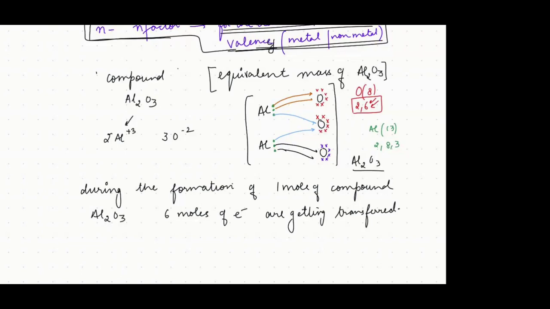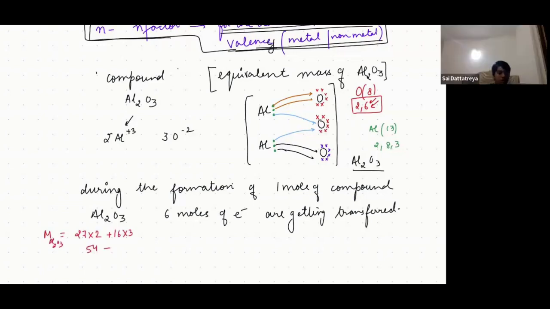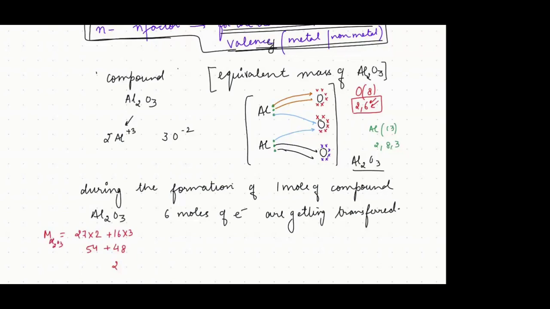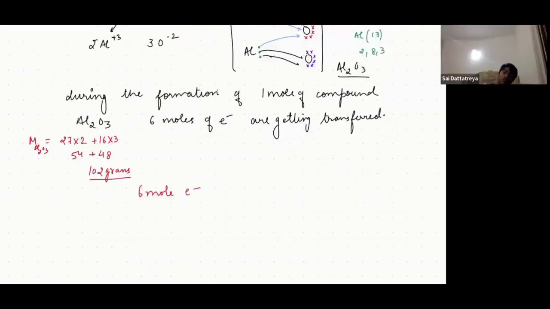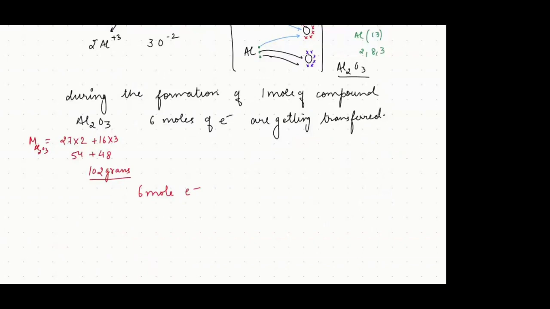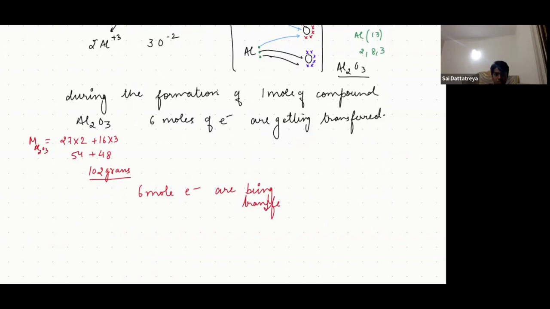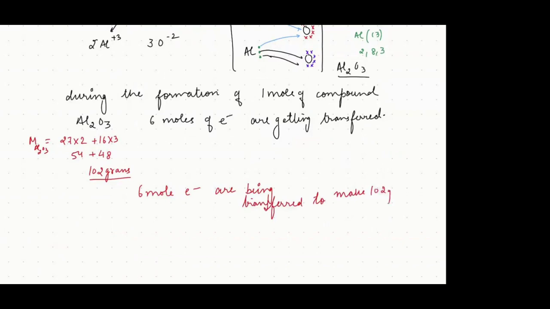And what is the molar mass of Al2O3? Let's calculate. It is 27 times 2 plus 16 times 3. That's the molar mass of Al2O3. What is that? That is 54 plus 48, and that is 102 grams. Do you understand? So I would say that 6 moles of electrons are being transferred to make 102 grams of Al2O3.